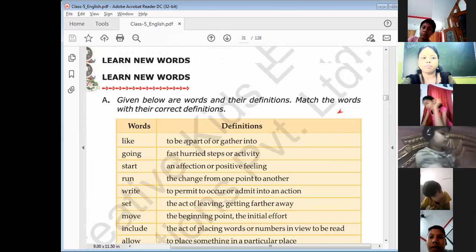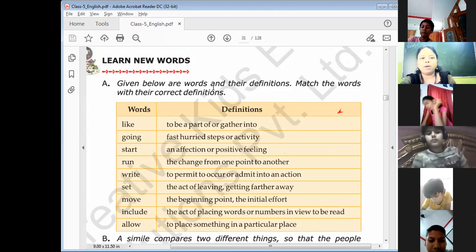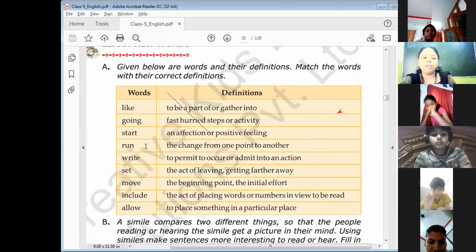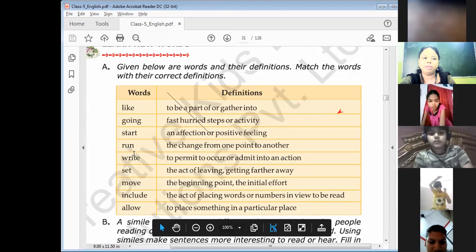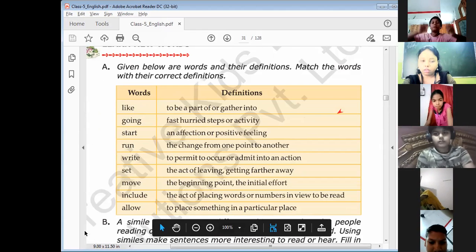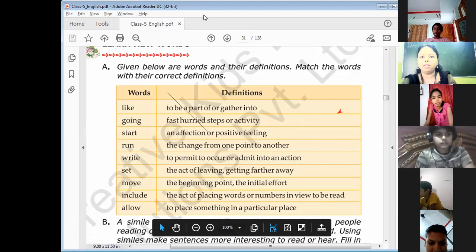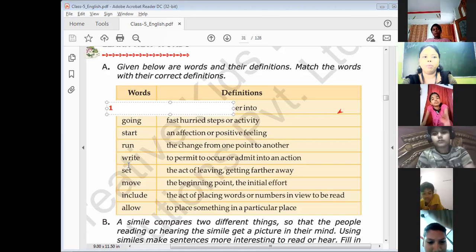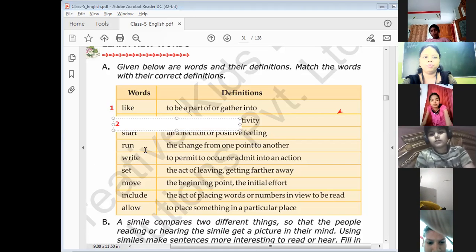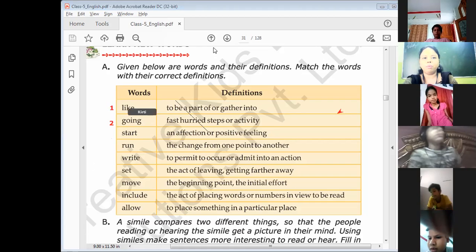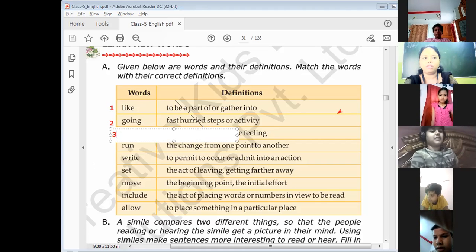Here you can see, learn new words. Given below are the words and their definitions. Match the words with their correct definition. Here we have to match the words with their correct definition. So let me tell you the right one. That would be helpful for you all. For matching this, just put down the numbers. If we put down numbers, then it would be easy for you all. Like number 1 is this. This is number 2. Understand? सब लोग इसी तरह से नंबर यहाँ पे लिख लेंगे. Write down numbers, all the numbers.